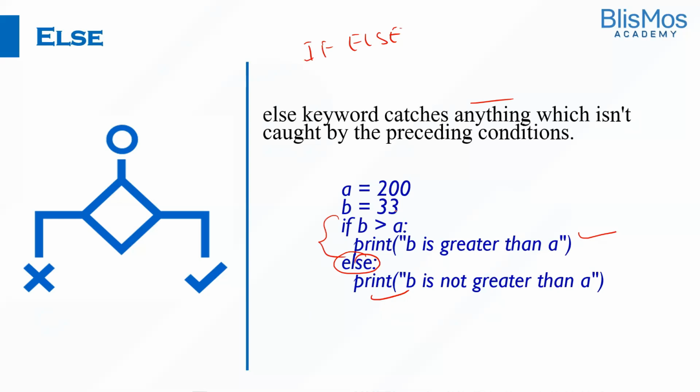For example, here a is equal to 200, b is equal to 33. If b is greater than a, then this statement will be executed. If b is less than a, then the else statement will be executed. That is how if else works.